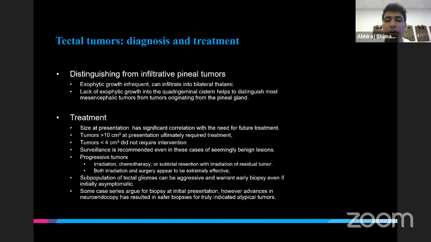There were some studies that were arguing for biopsying every single one of these tectal tumors, because of the population of these tumors, which have a potential to become infiltrative and a potential to have significant enough growth to require treatment later in life. However, that is only true for tumors that don't have a typical presentation, and it doesn't seem warranted to biopsy every single one of these patients, especially if they have a normal or typical appearing tectal glioma.